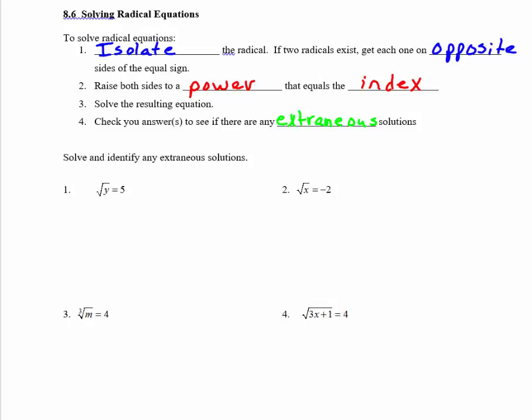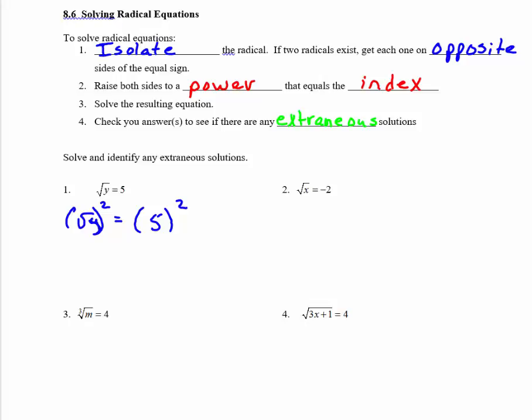So number 1, the square root of y equaling 5. We want to solve and then identify any extraneous solutions. Let's follow the steps. First step is to isolate. It's already by itself. Second step, raise both sides to a power that equals the index. Well, what is my index? With the square root, the index is a 2. So I need to raise both sides to the square power.